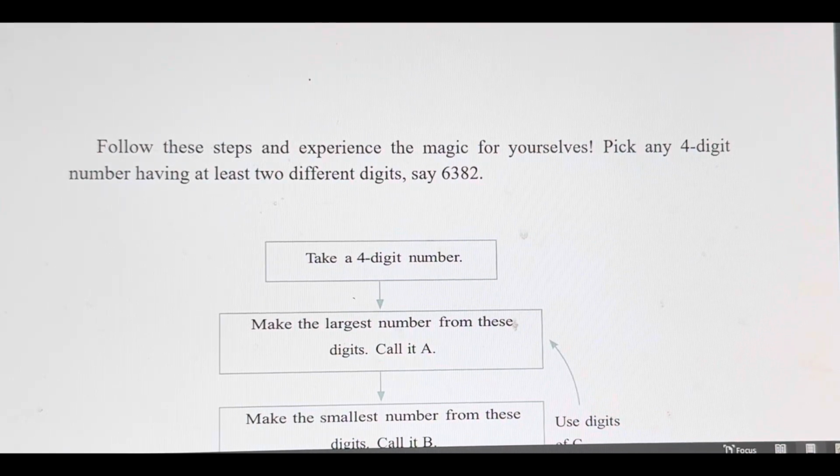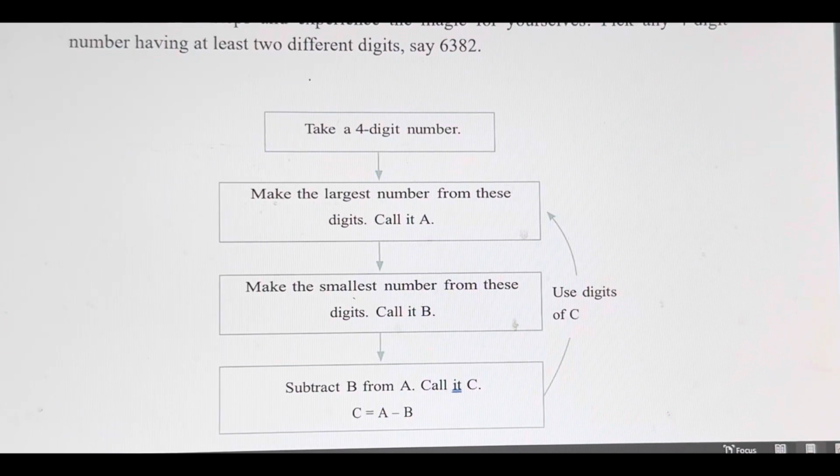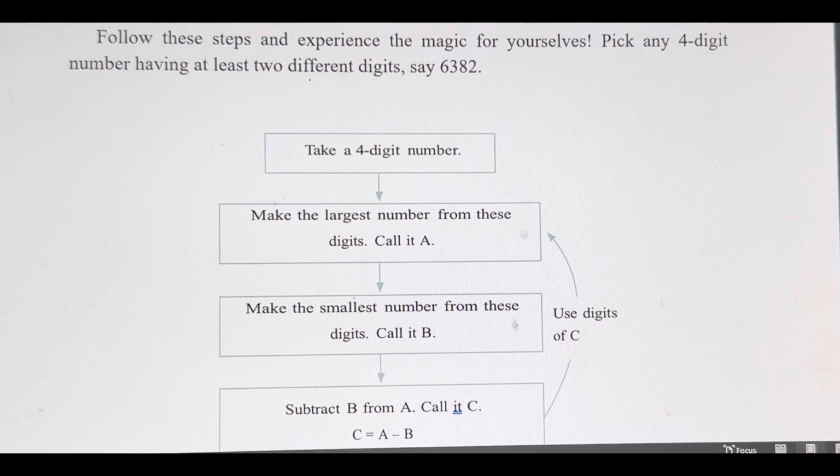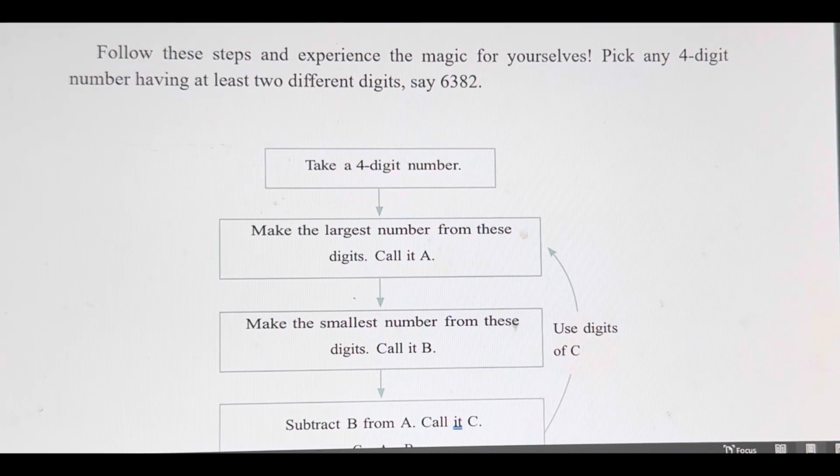Try to follow these steps and experience the magic for yourself. So what is the magic? Pick any 4-digit number having at least 2 different digits. Say 6382. Means 2 digits should be different. 2 can be same. So that's the rule that you need to take care of. So just see the steps.